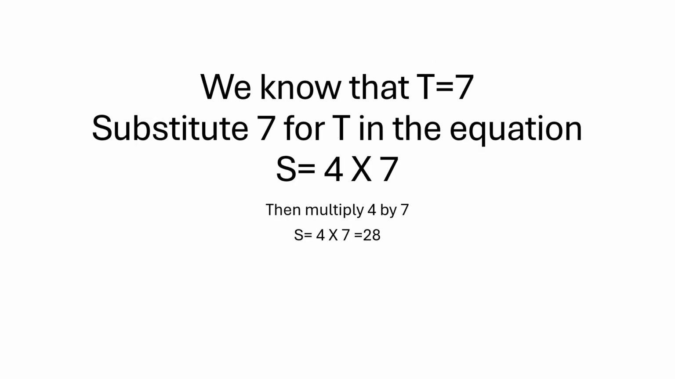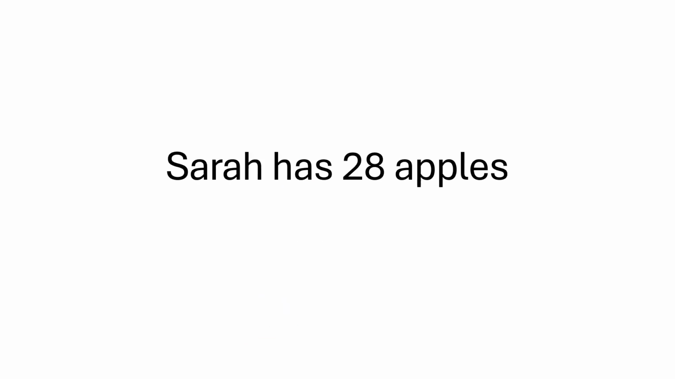So we know that T equals 7. We're going to substitute 7 for T in this equation, and then we're going to multiply 4 times 7. When we multiply 4 times 7, we get 28. Therefore, Sarah has 28 apples.